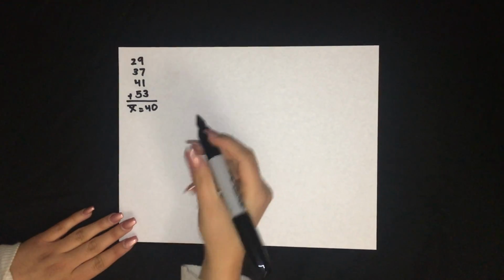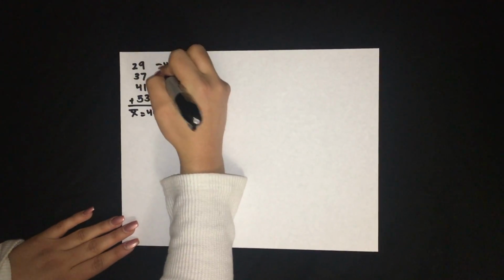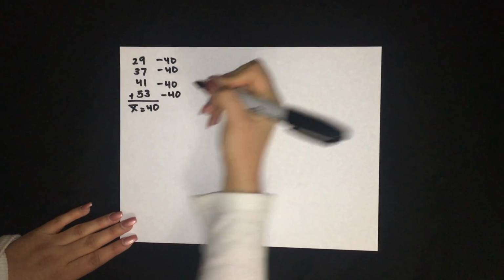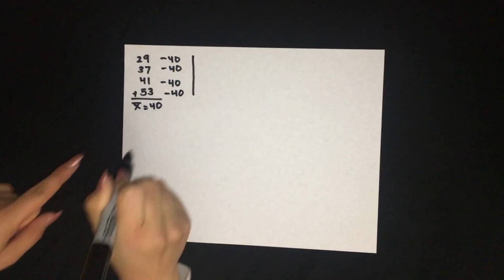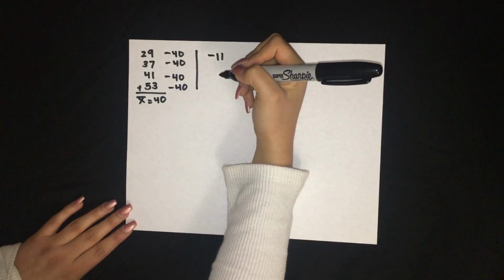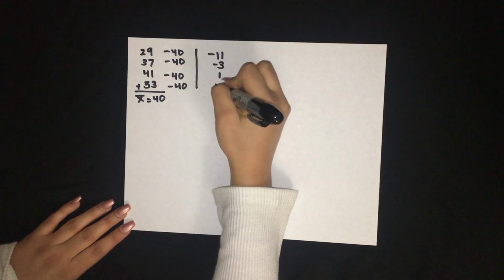The next step you're going to do is subtract each given number from 40. So you do 29 minus 40, 37 minus 40, 41 minus 40, and 53 minus 40. So the differences are negative 11, negative 3, 1, and 13.